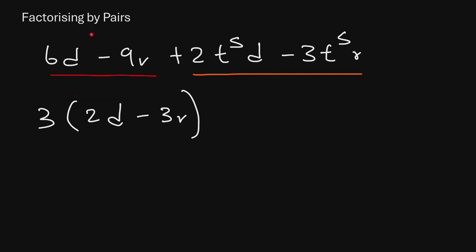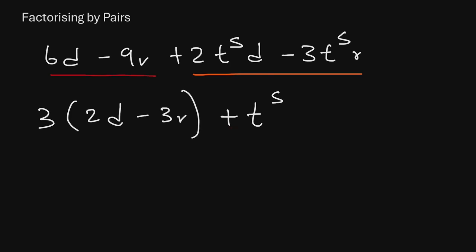Now you move to the second pair. On the second pair, the common factor that we have is t to the power of 5. So you say that I'm taking out t to the power of 5 as a common factor. Remember, you must put a sign here. If you are taking out t to the power of 5 as a common factor, that means t to the power of 5 is positive. Therefore, your common factor must come out with a sign. That is why we write positive t to the power of 5 as a common factor.